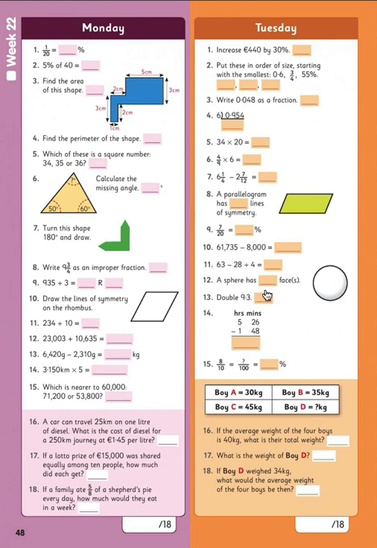A sphere has how many faces? So a ball, how many faces? Double 9.3. So you're multiplying it by 2.